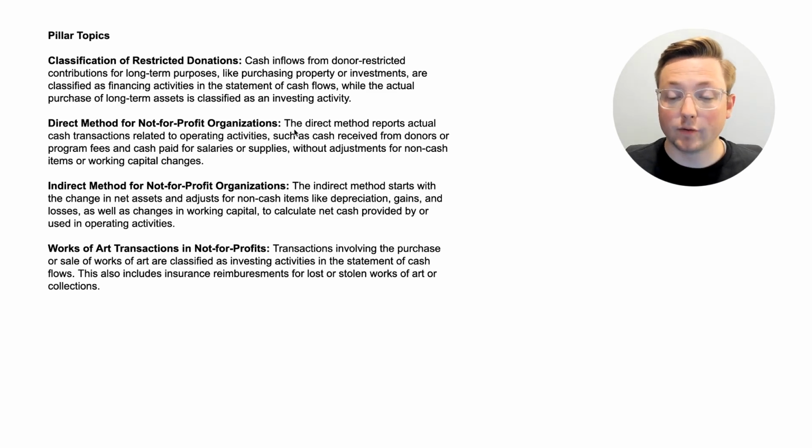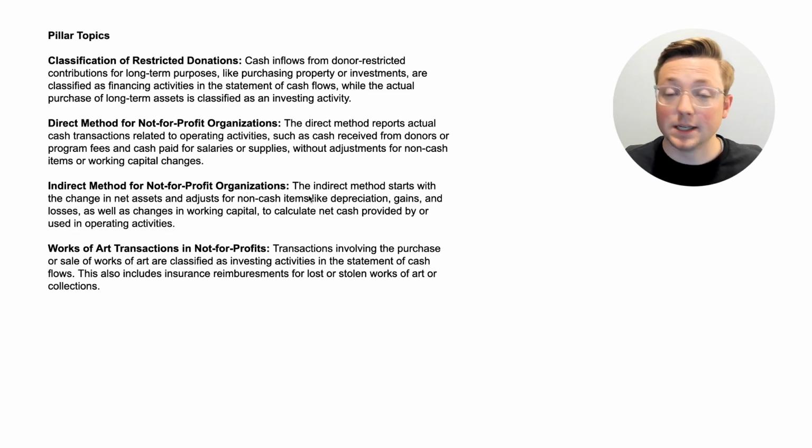Direct method for not-for-profit organizations. The direct method reports actual cash transactions related to operating activities, such as cash received from donors or program fees and cash paid for salaries or supplies, without adjusting for non-cash items or working capital changes. Now, the direct method is something that you're not going to be tested on for for-profit organizations. You're only going to be tested on the indirect method for for-profit organizations. But when it comes to nonprofit organizations, you may still be tested somewhat on the direct method. So you should know at least roughly how to do it, but it's a lot more straightforward. It's not as complicated, so that's why they don't test it as much.